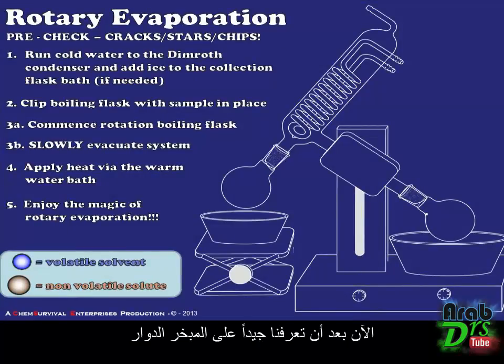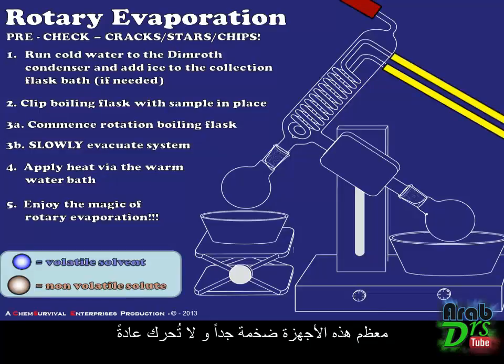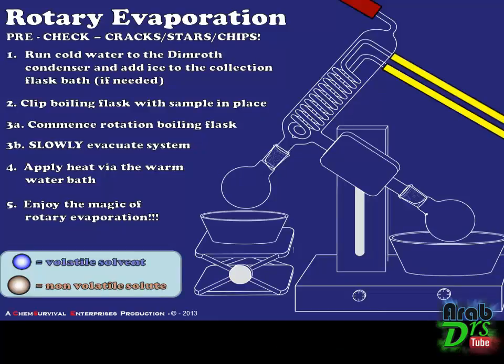So now that we're really familiar with the rotary evaporator, let's talk about how we're going to use it. Let's take a quick run through what it looks like to have a rotary evaporation take place. Vacuum and water lines are commonly pre-attached. Most rotary evaporators are very large and you don't move them around very much, and therefore they tend to have dedicated vacuum and water lines. But if not, you'll need to apply those yourself.